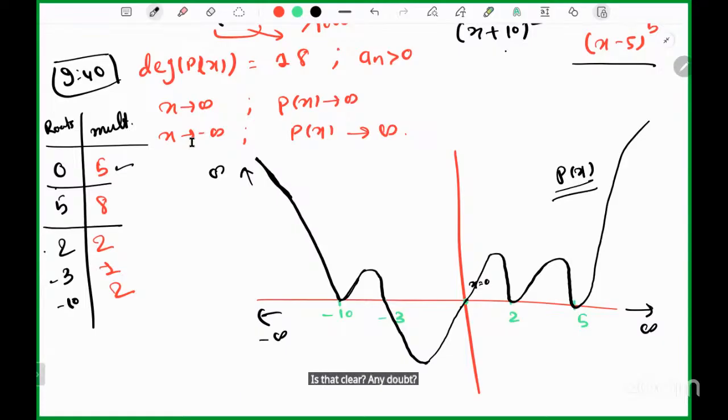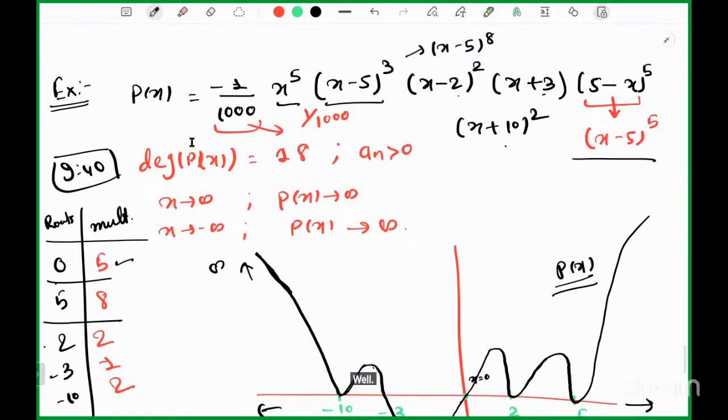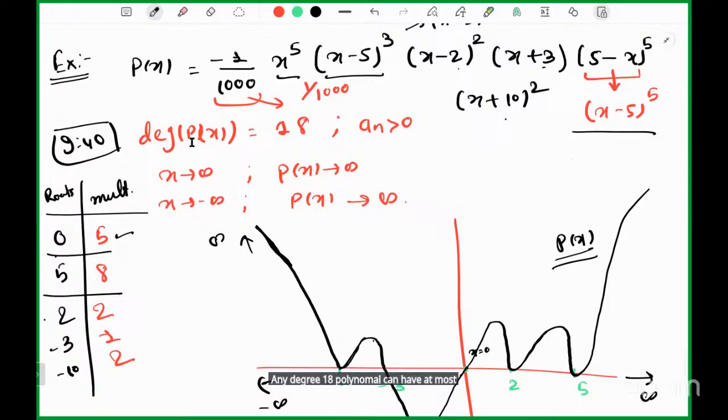There are 7 turning points, right? Yeah, 1, 2, 3, 4, 5, 6, 7. 7 turning points. The number of turning points can be at most, what was it, 17, I guess. Yeah, it can have at most. No, this polynomial cannot, but any degree 18 polynomial can have at most 17 turning points.